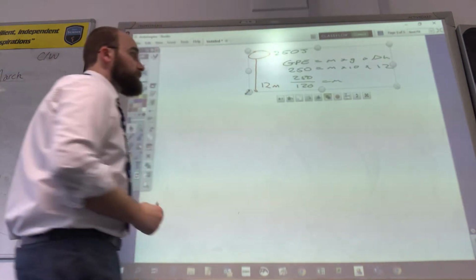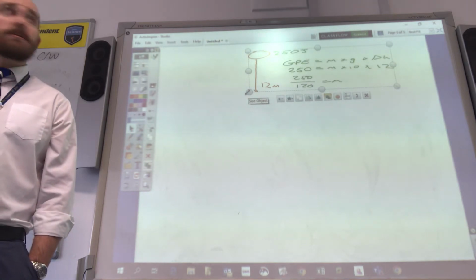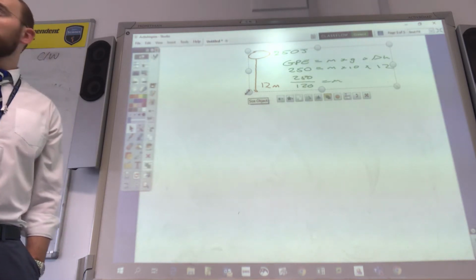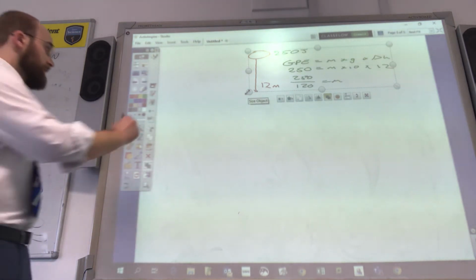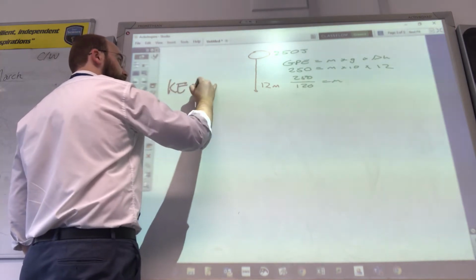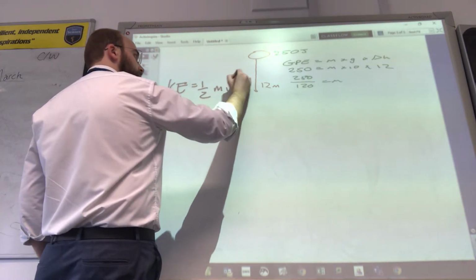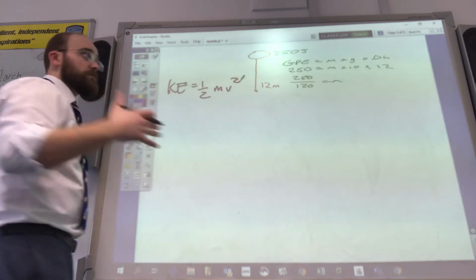What's the velocity of the ball just before it hits the ground? Because I don't have the mass, I can't use the kinetic energy equation by itself. It hasn't given me mass, so I can't use this equation by itself. I've got this, I don't have that. That's a number that's constant, and the v squared thing, I'm trying to find that.